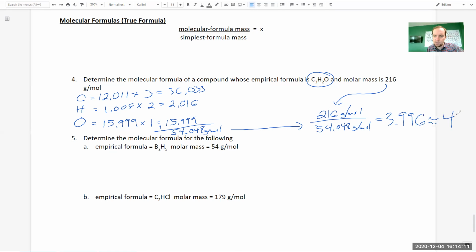So 3.996 is basically 4. Again, this is kind of weird because we have to make a little bit of leeway in the math. So that means it's 4. So we're going to multiply our compound by 4 times larger.